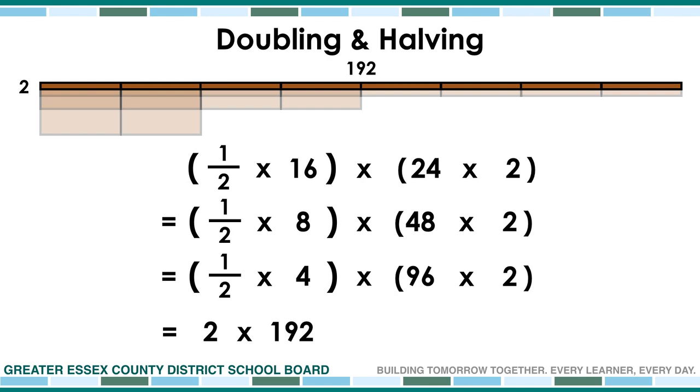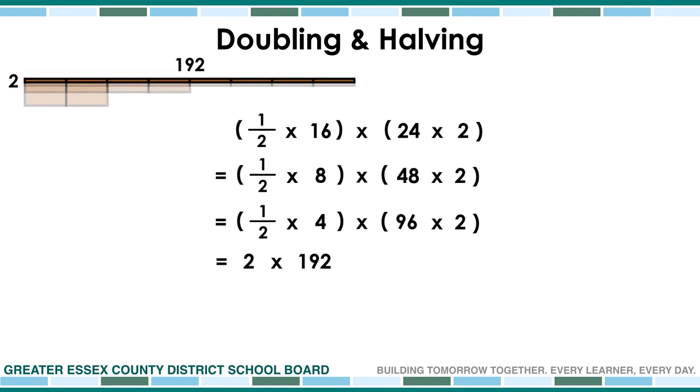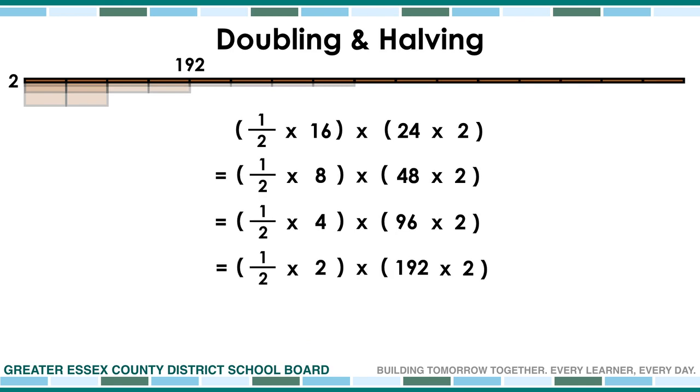Some students might say, 192, pretty close to 200. So there we end up with something close to 400 again, except I'm going to have to remove 8 groups of 2. Some kids might be okay with that. But if you're not, then we could try this one last time. Let's have a look at this.